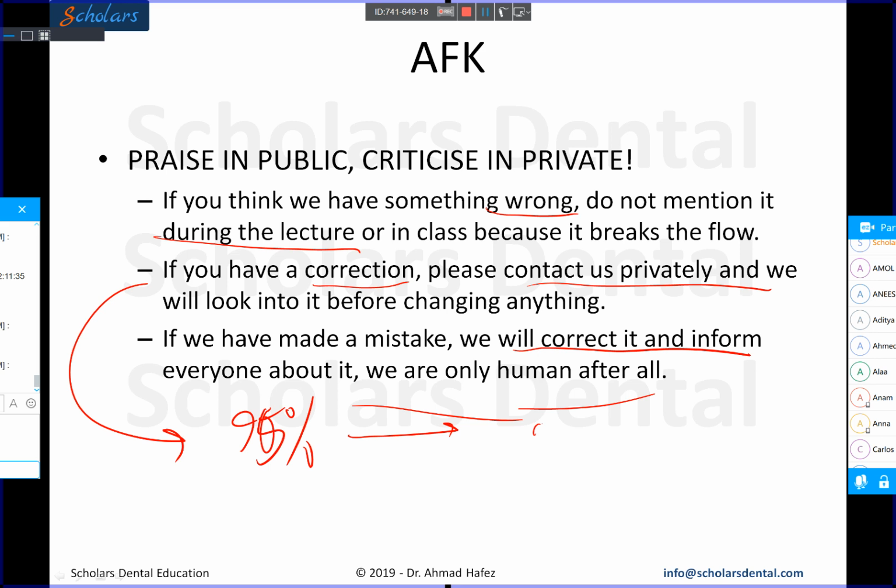And why am I saying don't mention it in class? If you mention it in class, the students that heard that answer are going to wonder, was it B or A? I remember there was a confusion about this question. Was it B or A? Dr. Hafez said B, but then someone said A, and then they said they'll research it, so we're not sure. Why create that confusion?